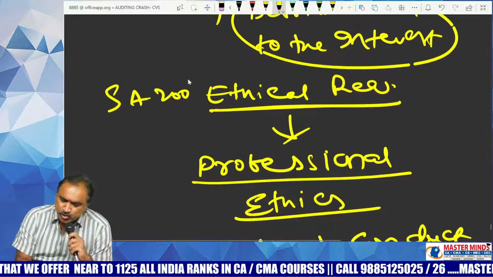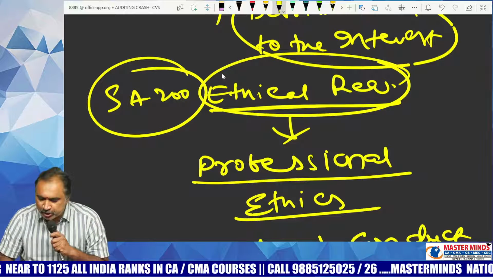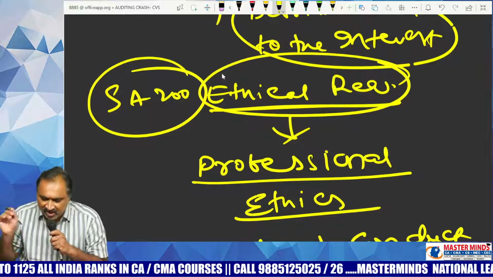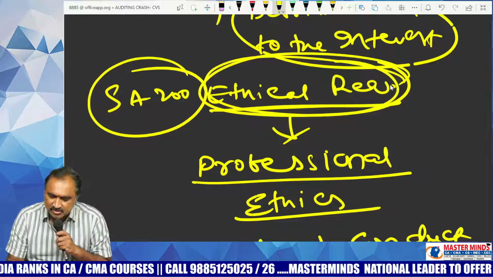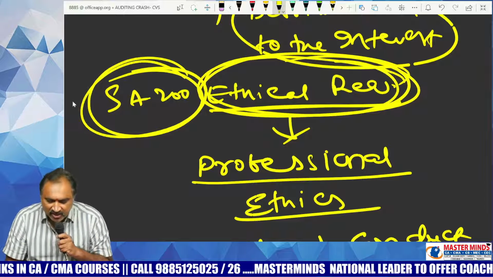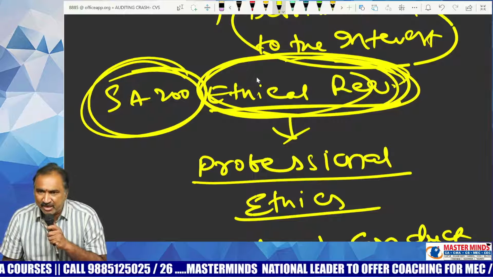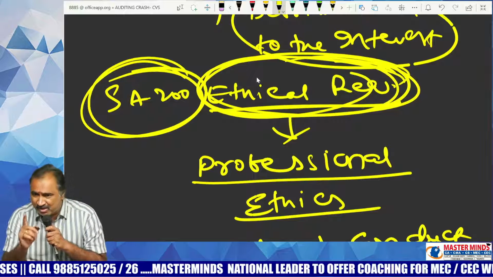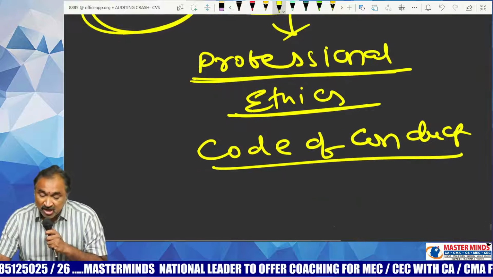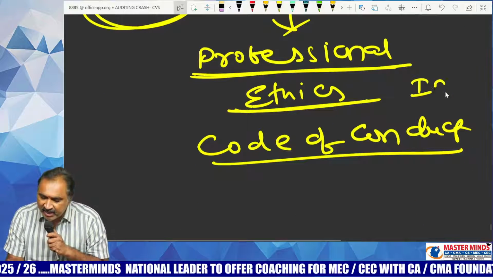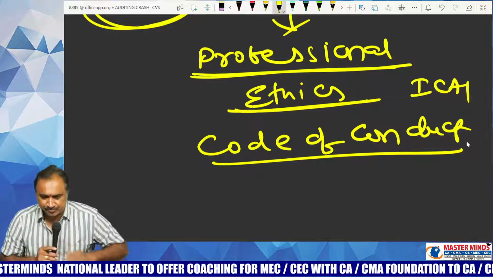So CA Institute initially issued SA 200, wherein it mentioned that every auditor, while conducting every audit, had to follow some basic requirements. Such basic requirements given in SA 200 are technically called ethical requirements. Apart from following ethical requirements, every auditor is under obligation to follow professional ethics issued by ICAI, otherwise called Code of Conduct or Professional Conduct.